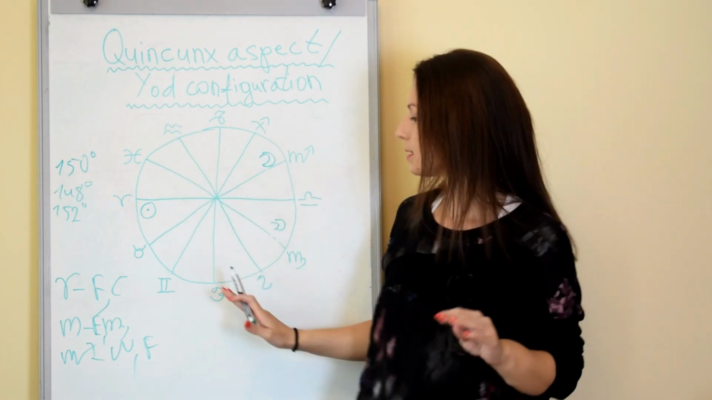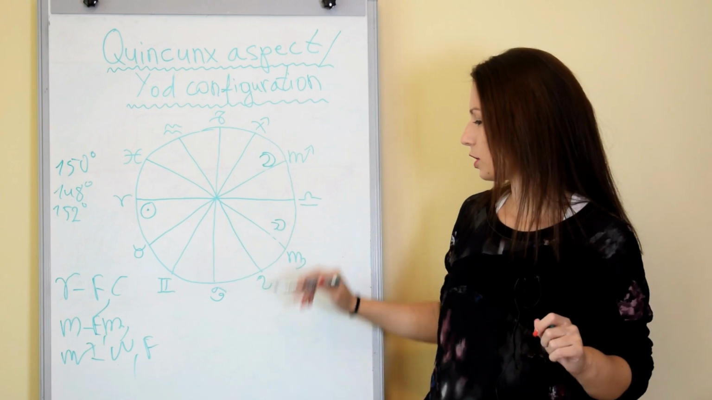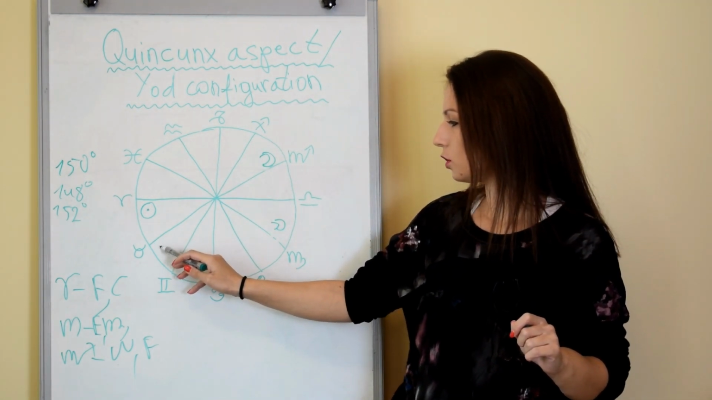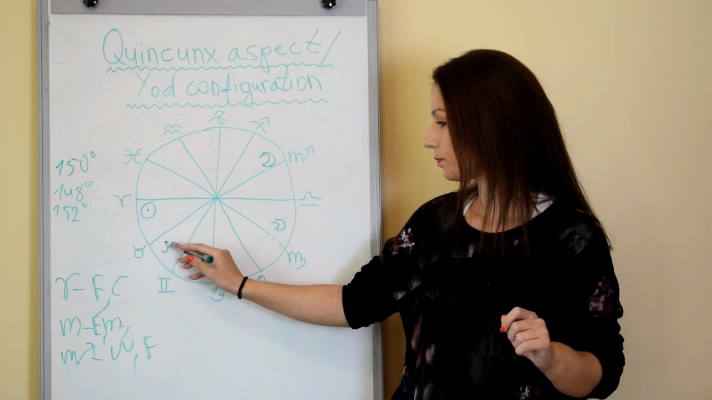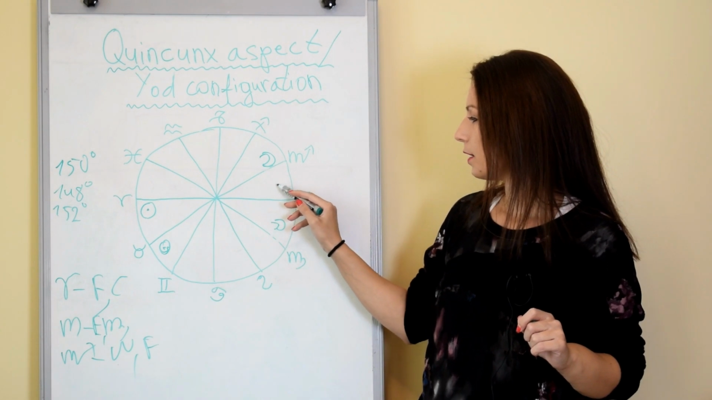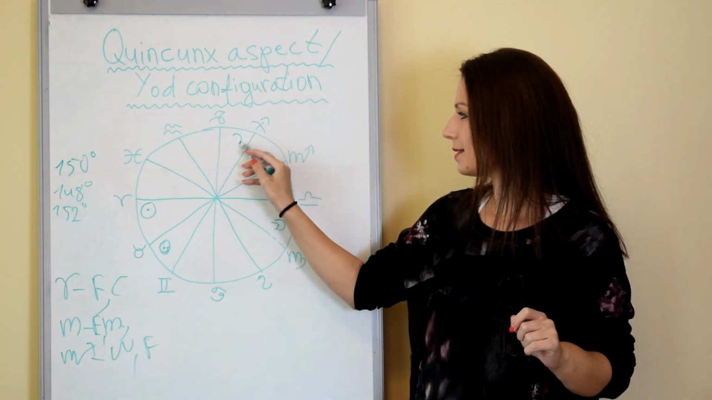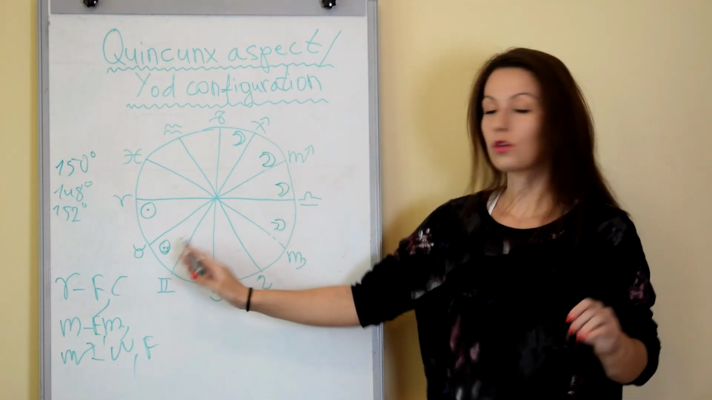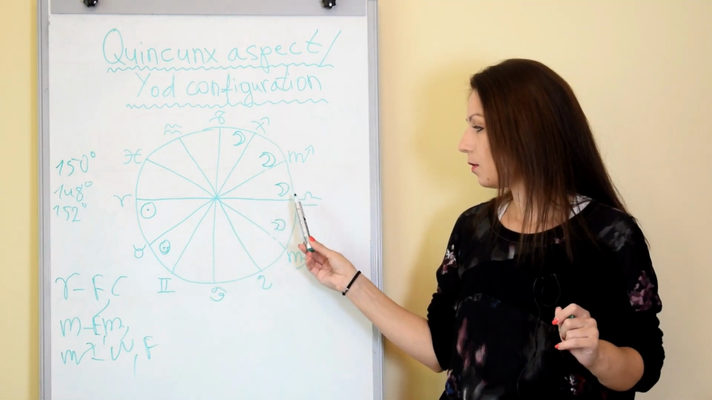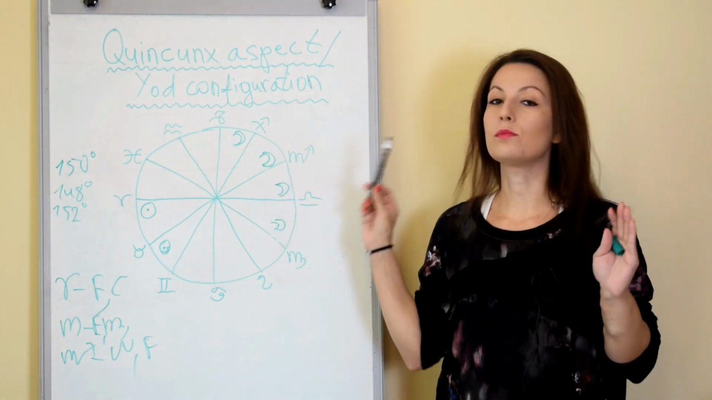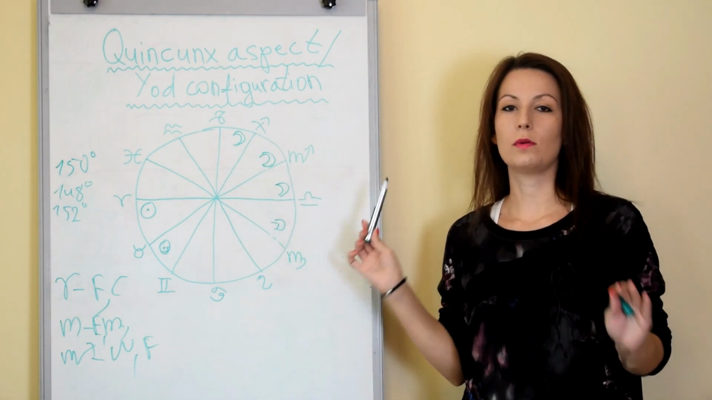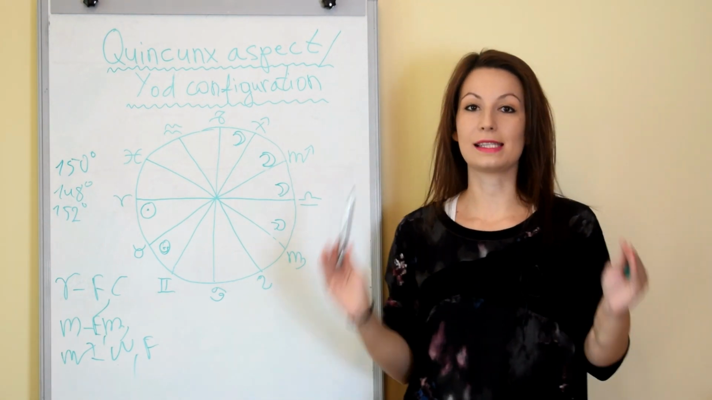And try to make the same with another combination. For example, let's take Taurus. If we're talking about Taurus, let's say the sun, then the Quincunx will be here in Libra and Sagittarius. Again, Taurus is an earth fixed sign and Libra is a cardinal air sign, Sagittarius is a mutable fire sign. Try to make the same with all of the other possible combinations. You're going to find out the same.